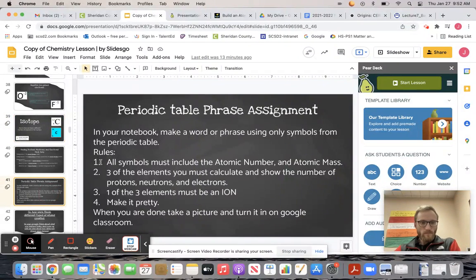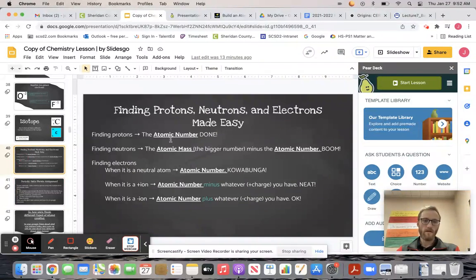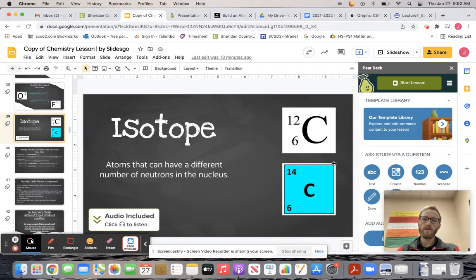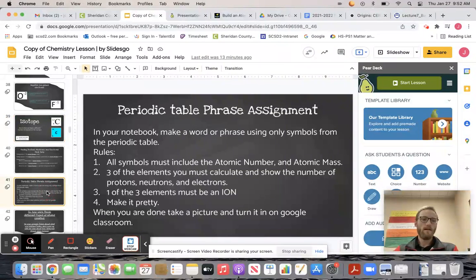Then, of your symbols, at least 3 of them, you have to show how many protons, neutrons, and electrons it has. So just like we talked about here, right? So if we said, oh, here's carbon, I would say, okay, I have 6 protons, and I did 12 minus 6, so I have 6 neutrons, and it's neutral, so I have 6 electrons. So you're just writing that down next to the element, okay?